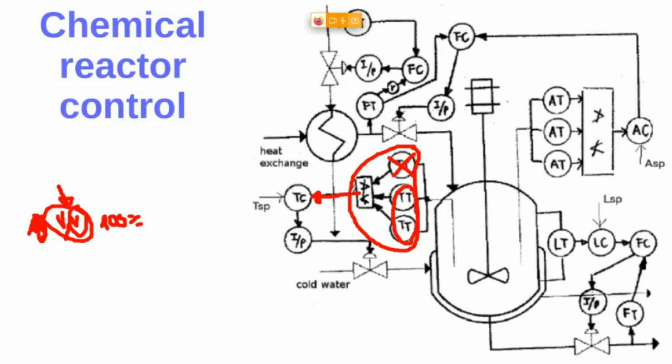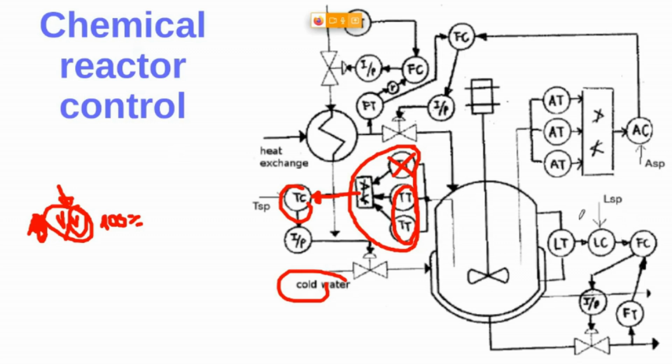And this selection control structure is applied on the temperature control here by just opening or closing this cold water in the jacket that is helping us to control the temperature within the tank where the chemical reaction is produced, right?